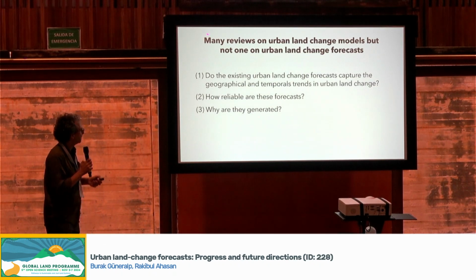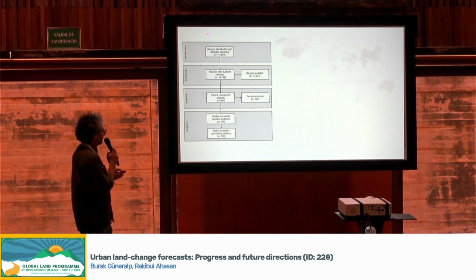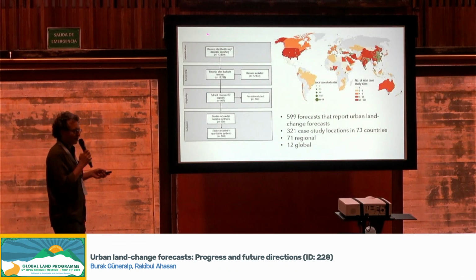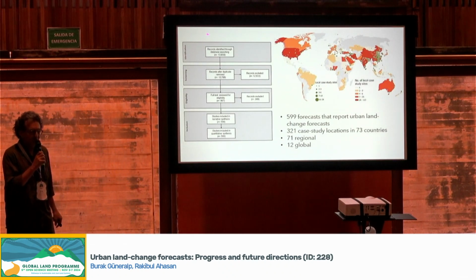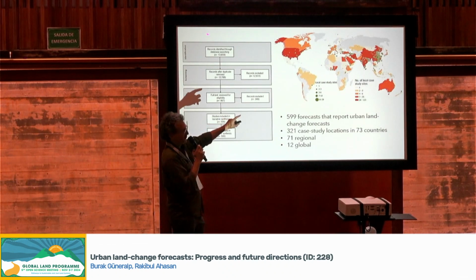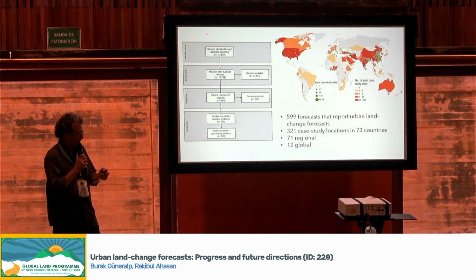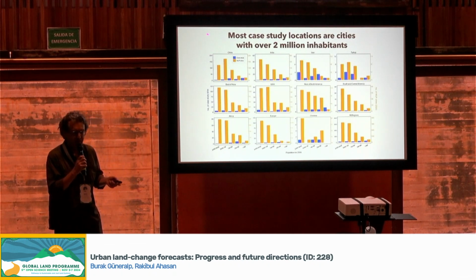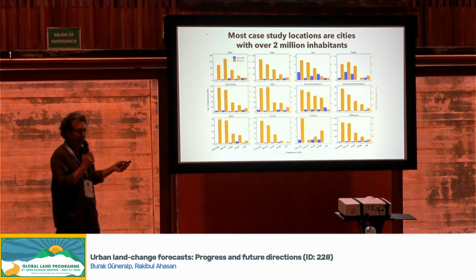We identified almost 600 forecasts. 71 of them were regional forecasts, 12 global, and the rest of them were developed for over 300 case study locations in over 70 countries. But the forecasts are concentrated in a handful of countries, particularly China, India, Iran, Turkey, and the US. Furthermore, many forecasts were developed for the largest cities in the world, and multiple forecasts for several of them. For example, Beijing in China, Tehran in Iran.